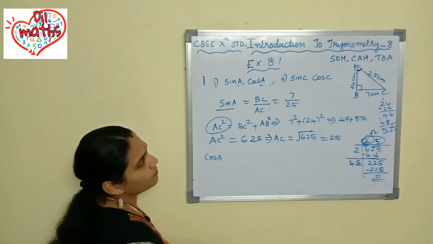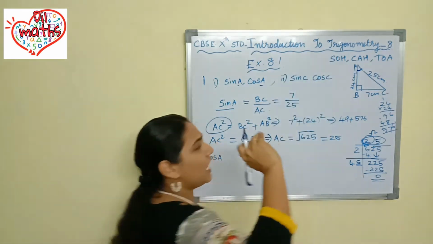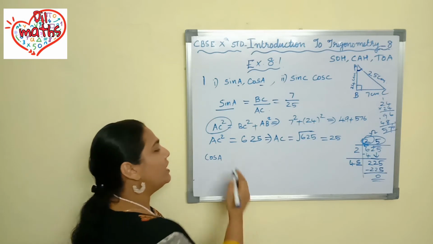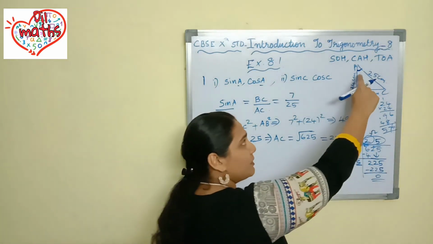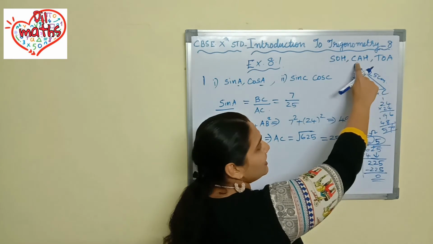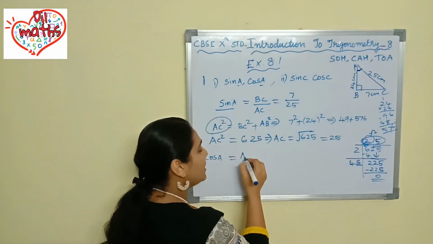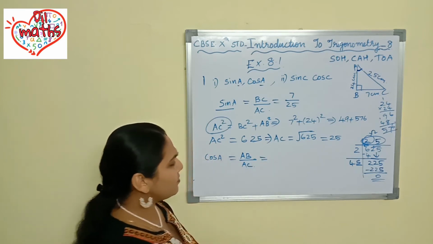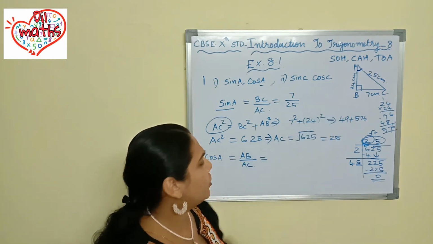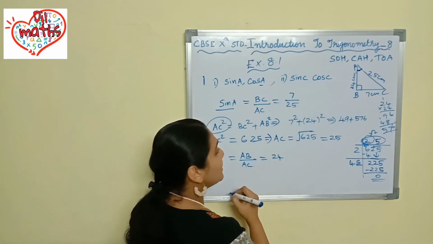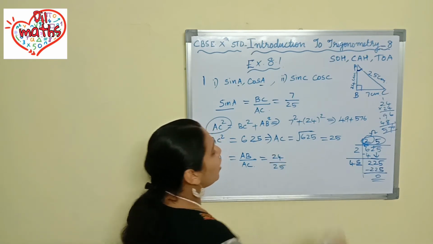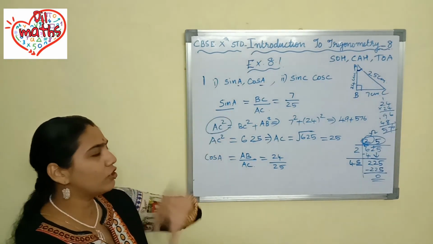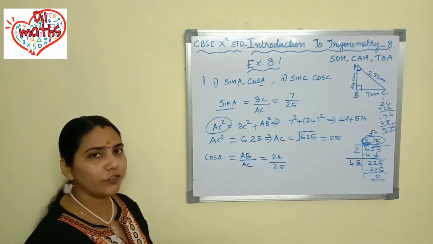Now we will go for cos A. Cos A is equal to what? Cos A is adjacent divided by hypotenuse. So what is the adjacent side with respect to this angle A? Adjacent side is equal to AB. AB divided by what is hypotenuse? AC. Then what about this AB? 24 centimeter. And what is this AC? 25. So you got the trigonometric ratio as 24 divided by 25. That means sin A is equal to 7 by 25 and cos A is equal to 24 by 25.